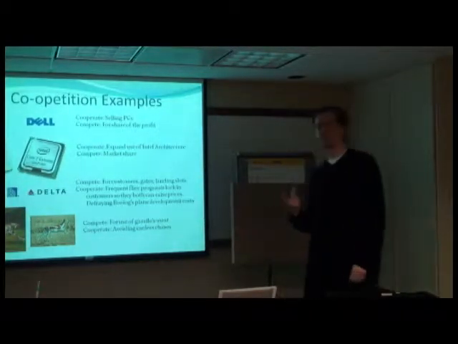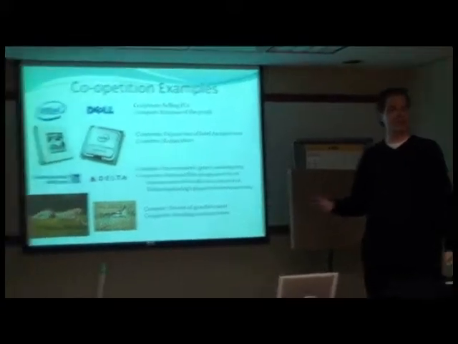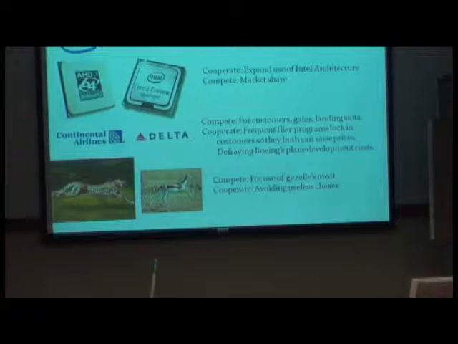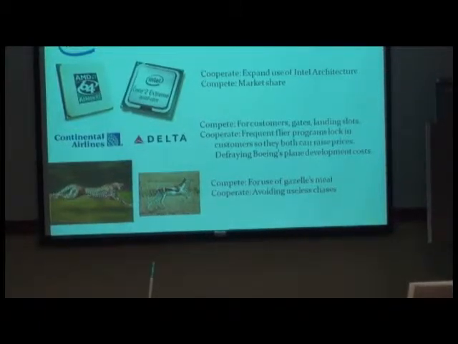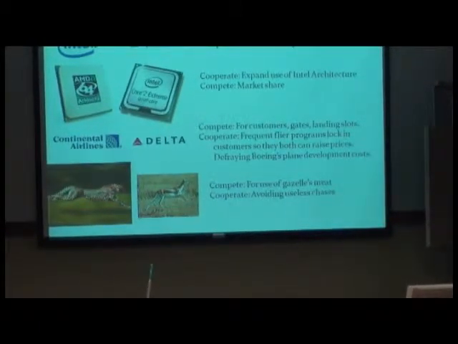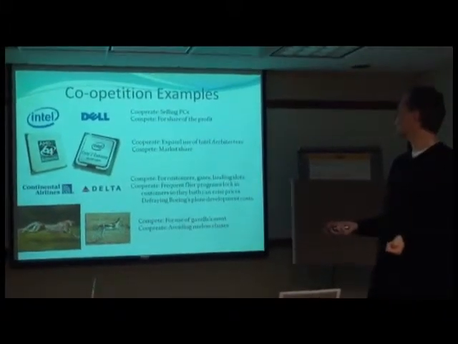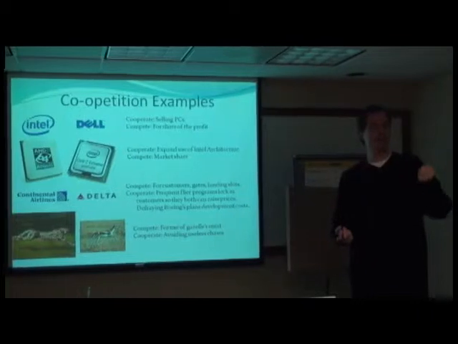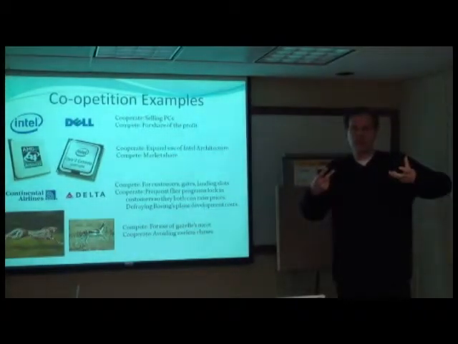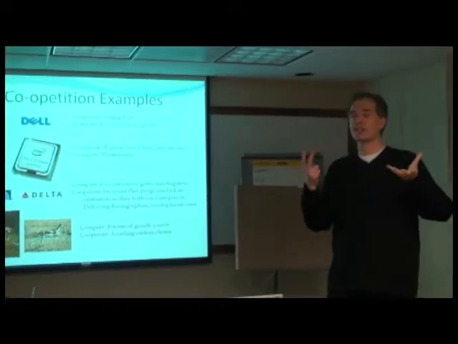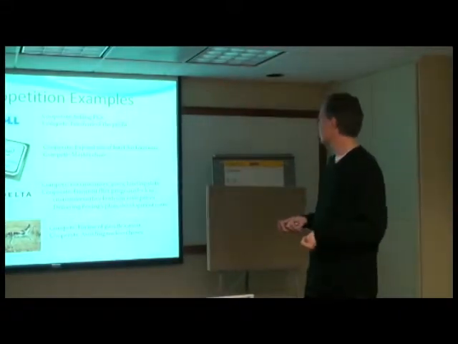Continental and Delta, the two airlines, they compete for customers, but also for gates in the airport, for landing slots. And yet there are a number of areas in which they cooperate. They cooperate in supporting Boeing in producing planes and amortizing the cost that Boeing has. They also cooperate in creating frequent flyer programs, because if they both have frequent flyer programs, customers are less likely to switch from one to the other, and therefore they can charge higher prices, more like monopoly prices.